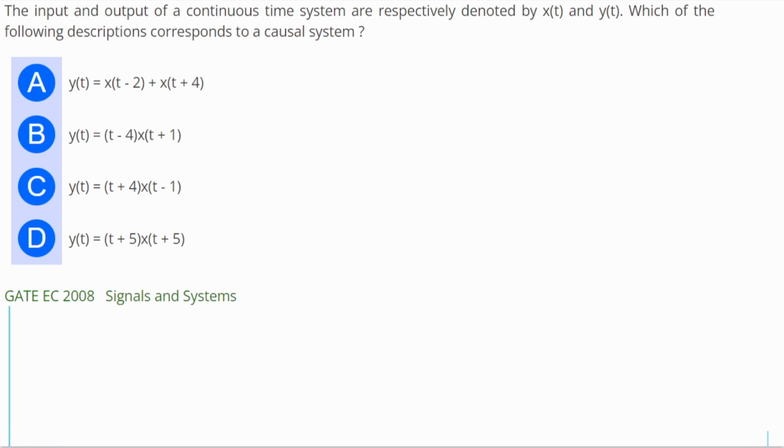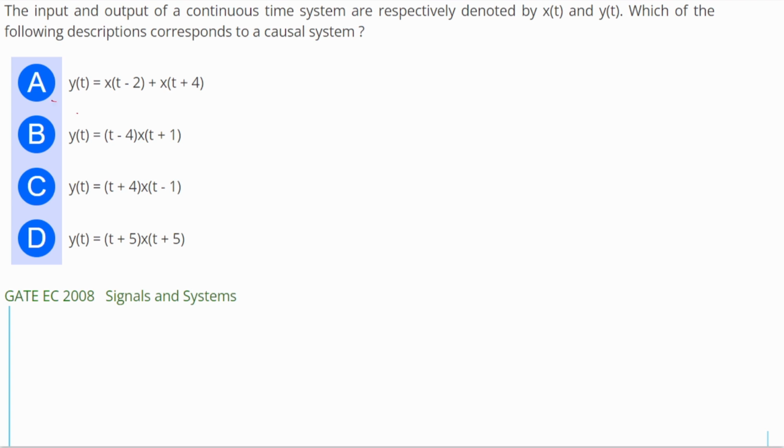The next question says that the input and the output of a continuous time system are respectively denoted as x of t and y of t. Which of the following corresponds to the causal system? So we have to find out whether the system is causal or not. So which system is causal?